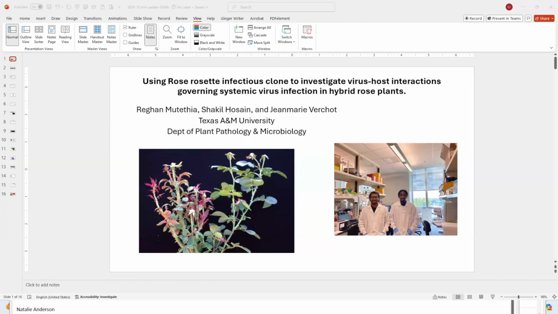We have two students working on this project, Reagan and Shaquille, and our questions relate to accurately diagnosing rose rosette virus in infected plants. The question is: what is happening in a plant when a portion of the plant shows serious rosetting disease, and on the other part you may have healthy looking branches? Is virus equally distributed or not across the plant? And how do you perform sampling and diagnostic testing?